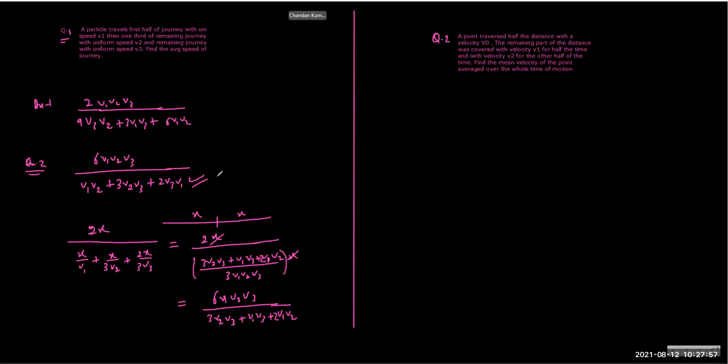So what I did second was I took total distance X and then a half distance, so half X plus X by 3 and 1 by 6 X. Yeah, that is also correct. You can do that also. Nothing wrong with that. Okay, now the challenging one comes. This is the challenging one.